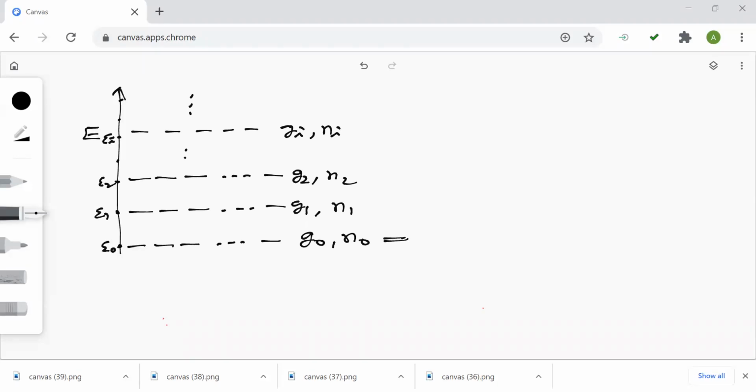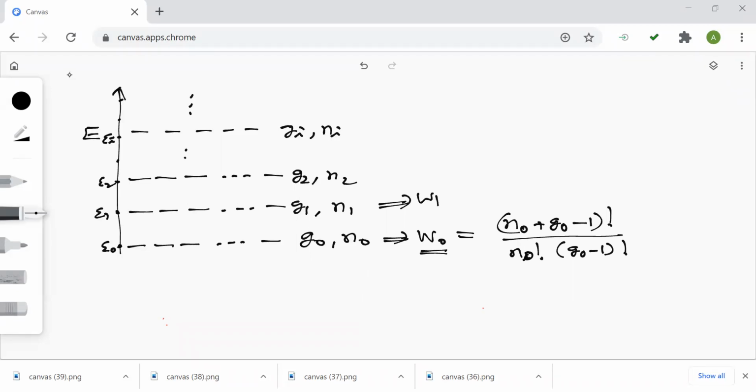Now, in each level we have many ways of arranging the particles. This you can calculate using the formula. What is the thermodynamic probability for the ground level? It is nothing but (N0 plus G0 minus 1) factorial divided by N0 factorial into (G0 minus 1) factorial. Using this formula, you can calculate thermodynamic probability for the ground level. Similarly, we can calculate it for the first excited level, second excited level, and like this for the ith level.